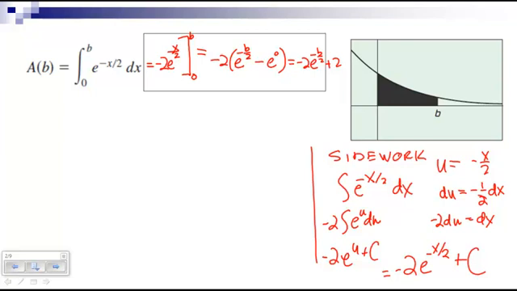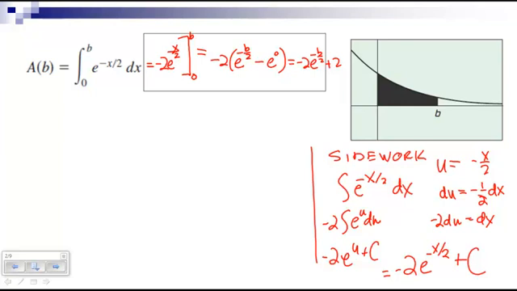Why is this useful? Well, if I ask you to do 5 problems, what's the area when b is equal to 1? What's the area when b is equal to 2? 3? 4? 5? If I ask you those 5 problems, would you rather have found a general solution once and then plug those values in for b 5 times? Or would you like to have done the integral 5 times? The first one. The first one.